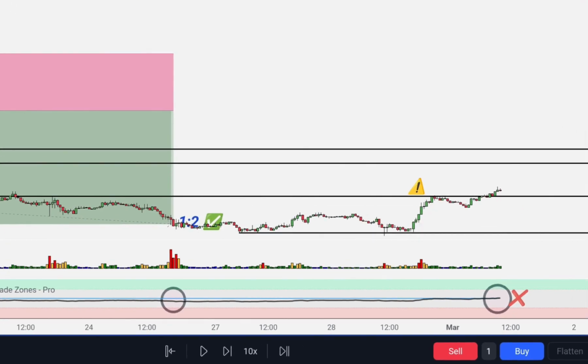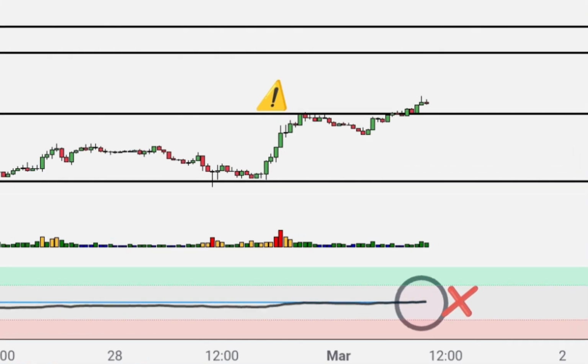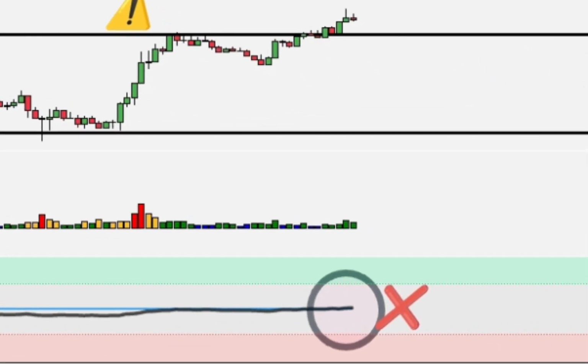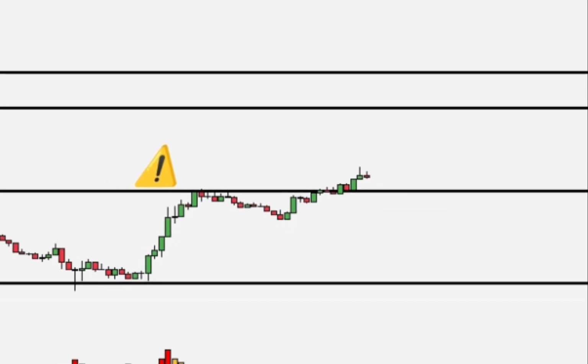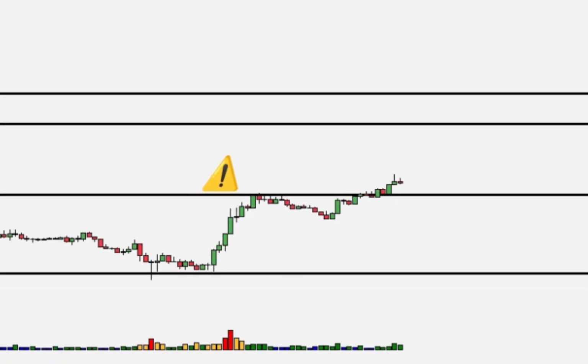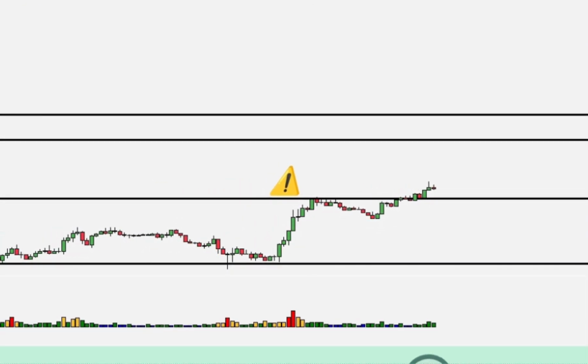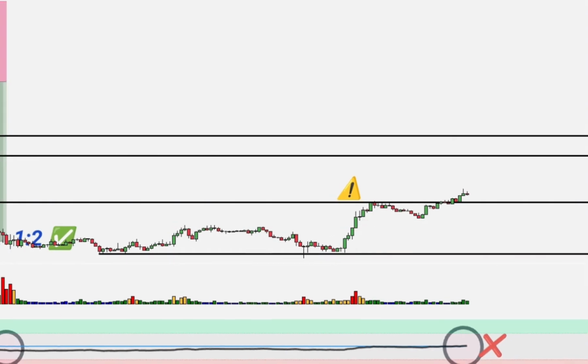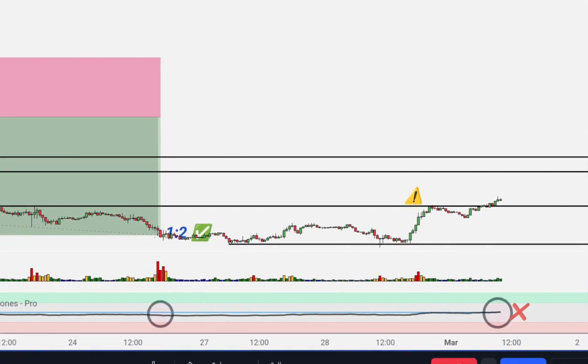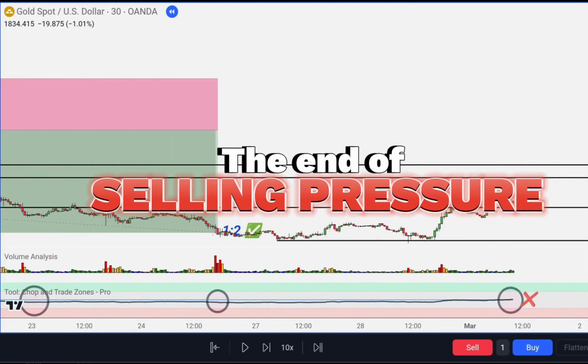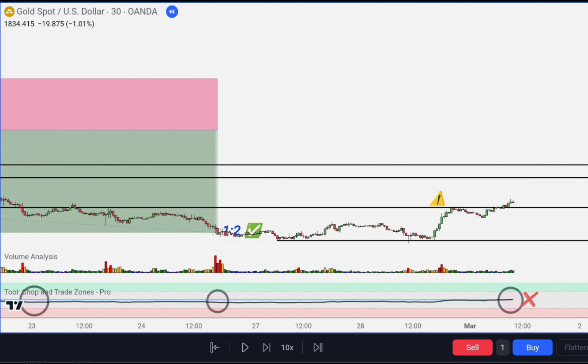After a while, the black line of the chop and trade zones indicator crossed above the blue pivot line. At the same time, the price started to move above the old support lines, which we had previously drawn, now called resistance lines since the price is below these lines. Now that we can no longer talk about selling pressure in the market, we have to close the remaining part of the trade.